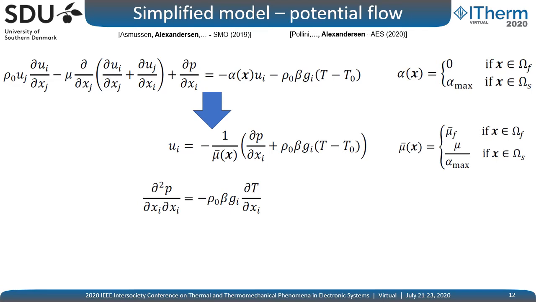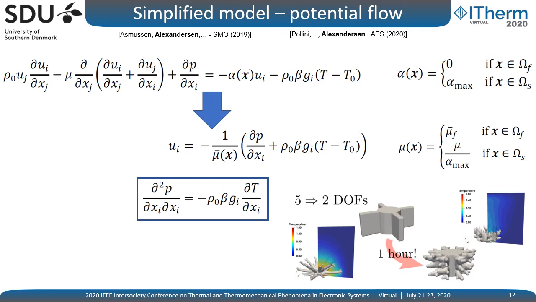Essentially, we then have just a pressure equation like this. So we have vastly reduced the number of degrees of freedom, and that makes that we can actually optimize some heat sinks in an hour using 100 cores, and using 20 it'll take around 5 hours. So this is much more realistic in an industrial context.